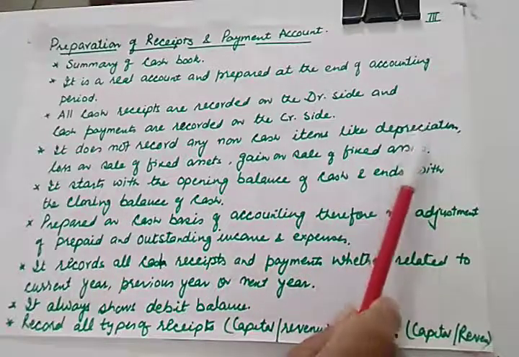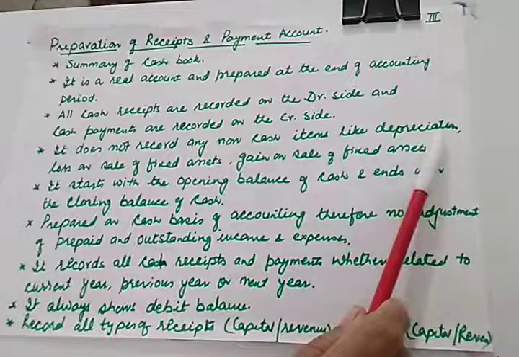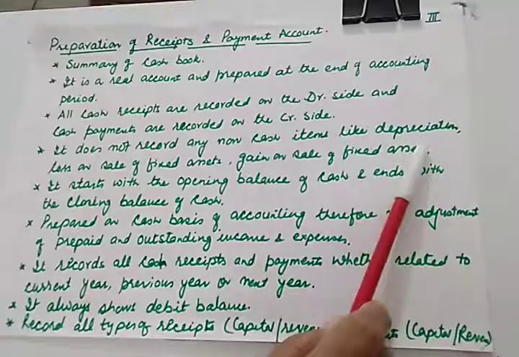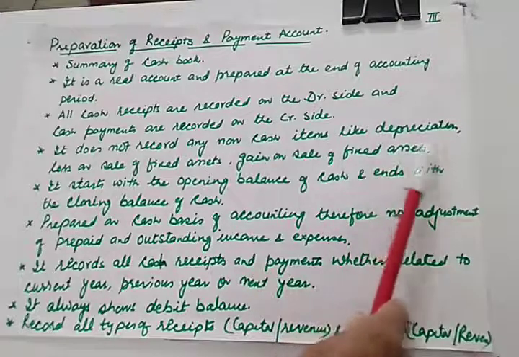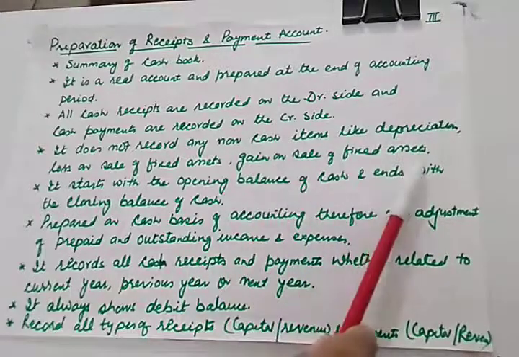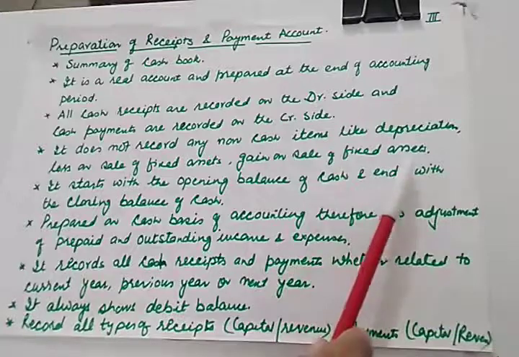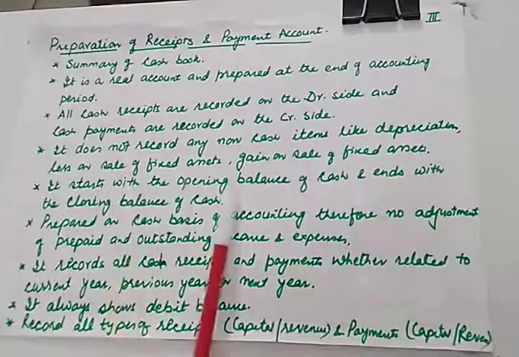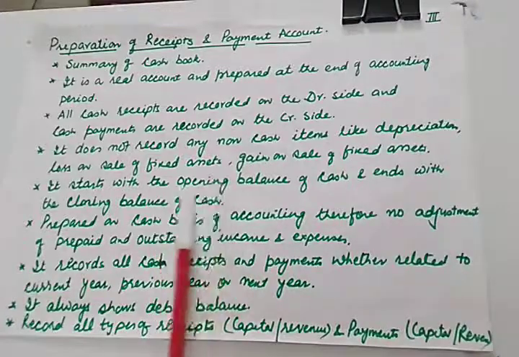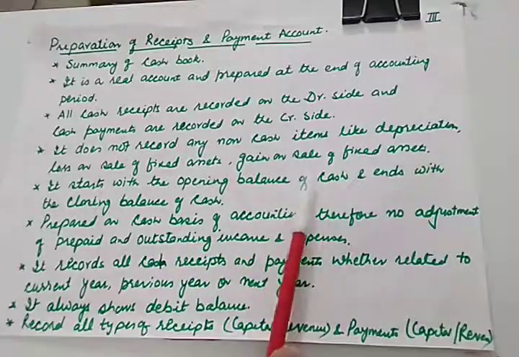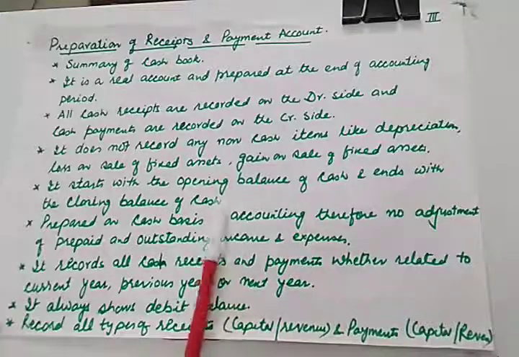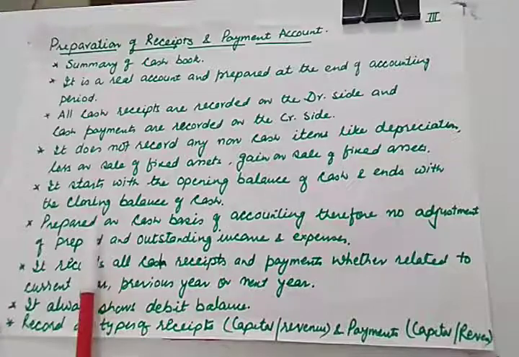So sometimes in one markers, this question is there, that which item is not recorded in the receipt and payment account. So you can say that depreciation, loss on sale of fixed assets, gain on sale of fixed assets is not recorded in the receipt and payment account. It starts with the opening balance of cash and ends with the closing balance of cash. So the opening balance will show how much cash we are having in the beginning, and closing balance will show the closing balance of cash.